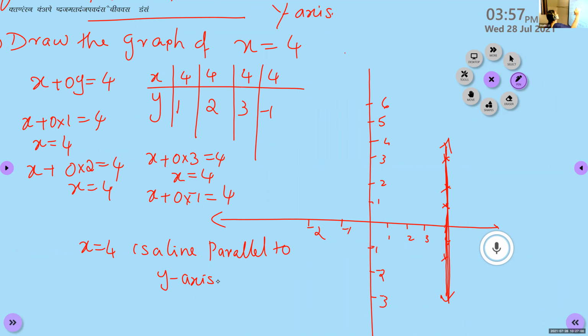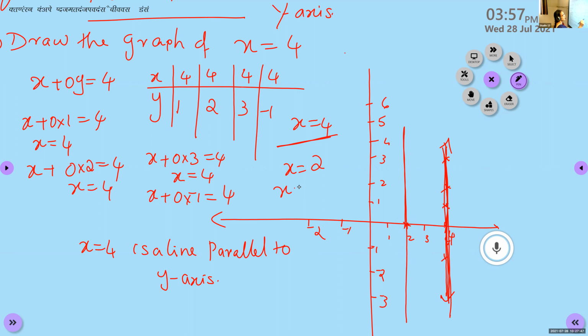One more thing. See, here we draw x equal to 4, and we got the line which passes through 4 parallel to y-axis. All of you listen. The graph of x equal to 4 is a line that passes through 4 on x-axis and is parallel to y-axis. Clear about this x equal to 4? Instead of x equal to 4, if it is x equal to 2, it is a line that passes through 2 on x-axis, parallel to y-axis.